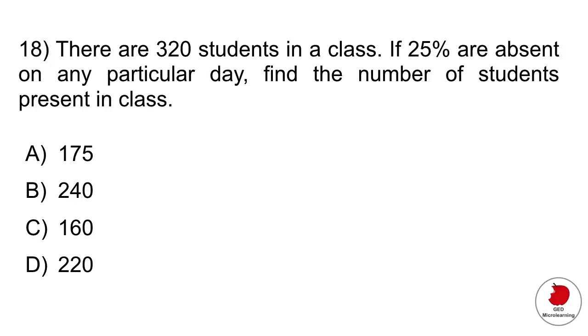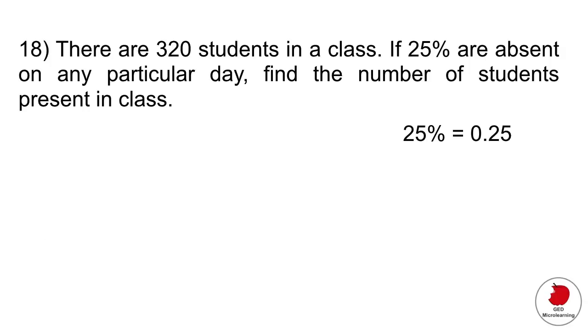All right, so the next question deals with percentages. So it says there are 320 students in a class. If 25% are absent on any particular day, find the number of students present in class. All right, so just remind yourself that if you change a percentage to a decimal, you have to divide that number by 100. So 25% divided by 100 would give you 0.25.